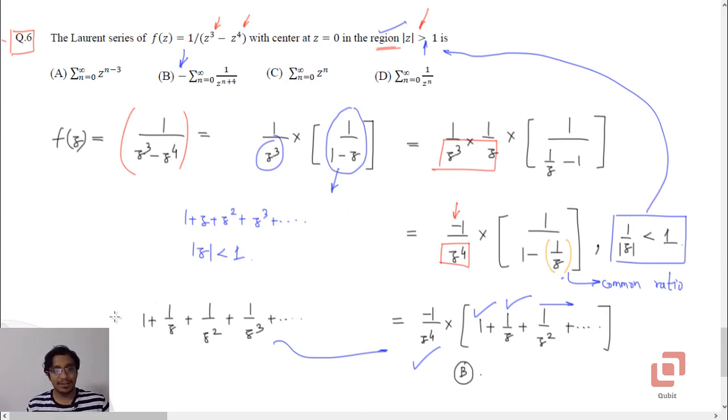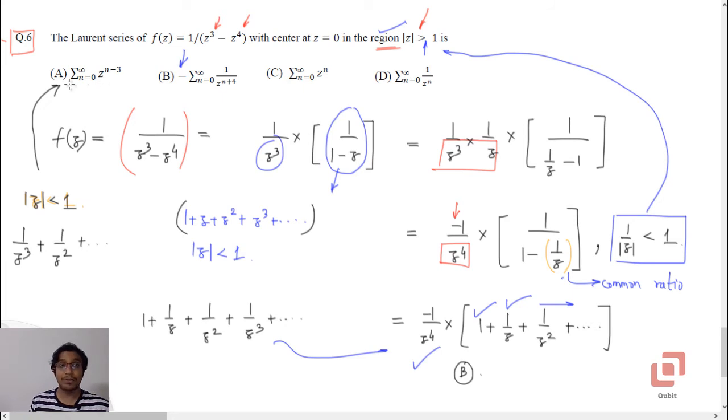Specifically, what would that be? What would the Laurent series of this function be in the region mod of z less than 1? We are required to multiply this by 1 upon z cubed, right? So it will be 1 upon z cubed plus 1 upon z squared and so on. Okay, so it would have been option A for mod of z less than 1. 1 upon z cubed means the first term is z to the power minus 3. But you shouldn't choose A as the right option due to the convergence criteria.